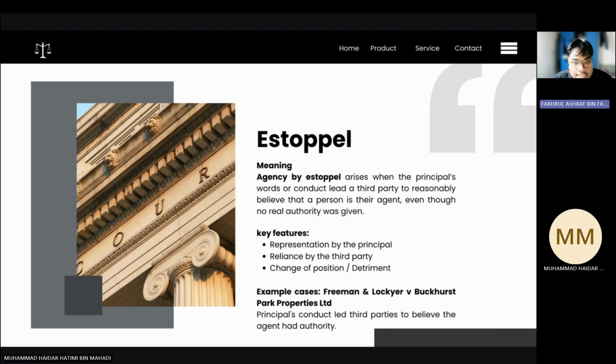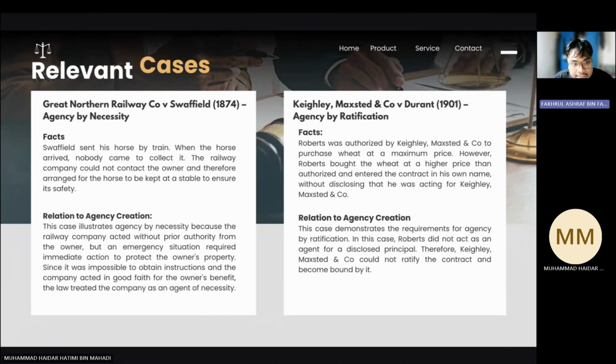And the last one is estoppel, meaning agency by estoppel arises when the principal's word or conduct leads a third party to reasonably believe that a person is their agent, even though no real authority was given. Their key features are representation by the principal, reliance by the third party, and change of position or detriment. For example, could be shown in the relevant case. These are the relevant cases.